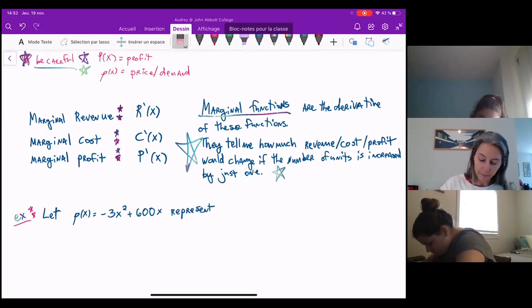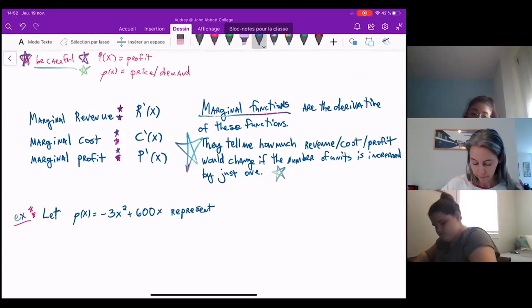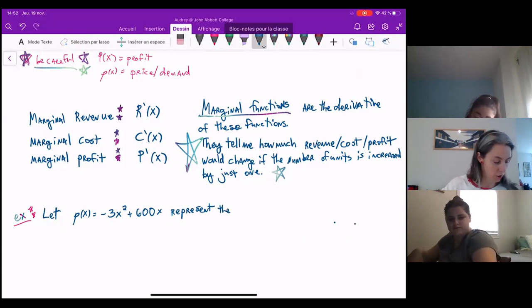So we're going to have p of x is equal to negative 3x squared plus 600x represent the price function.